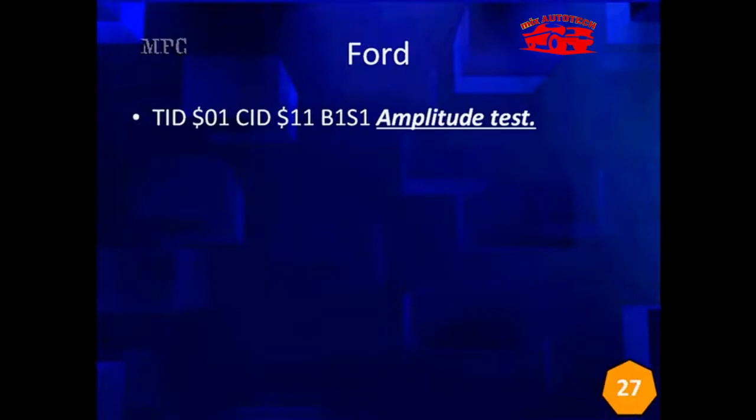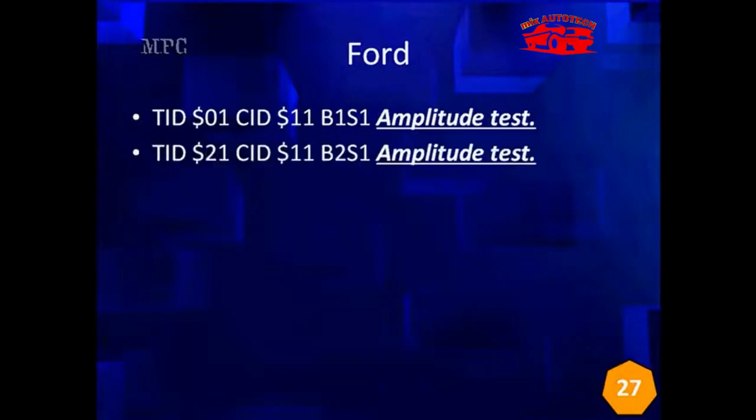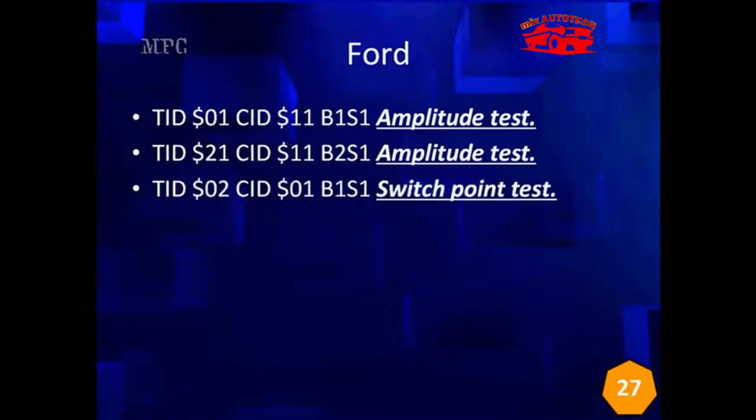Ford's amplitude test is really a response time. We'll have to show you that on a lab scope because it's easier to see the pictorial. But it's going to measure the voltage amplitude in a timed switching test. And it's going to do it for both the left and the right bank. It's going to be doing switch points, and we're going to show you that on a digital storage oscilloscope because it's easier to see. We're going to have switch points for lean, switch points for rich.